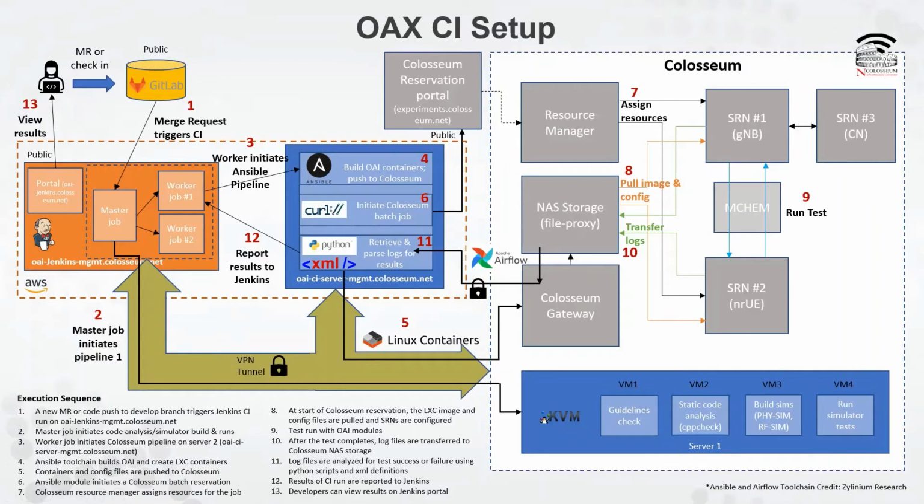We also have deployed an Airflow toolchain that automatically retrieves the log files from Colosseum NAS storage onto the CI server. The CI scripts on the CI server will parse and check test status and make the results available to developers via GitLab in the same fashion as is done in Eurecom CI currently. So addition of the CI would be seamless for OAI developers.